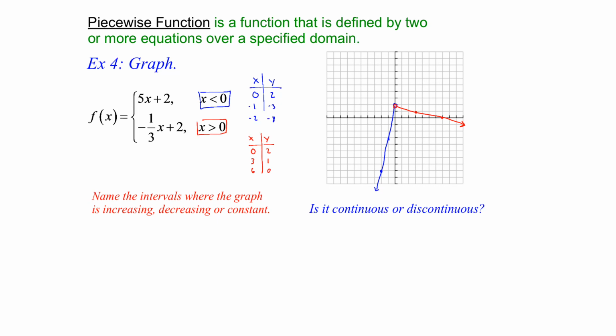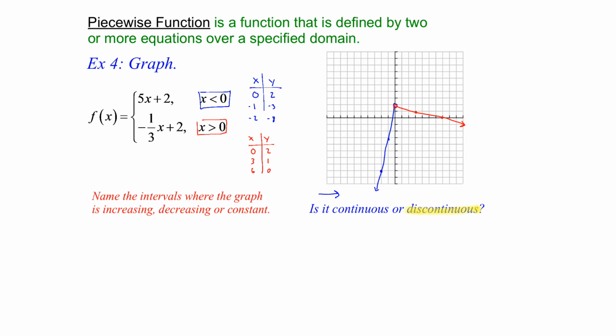So what do we have? Well, this is a piecewise function. Is it continuous or discontinuous? Well, you can see that there's a break in the graph. It's an open circle, so it is discontinuous. Alright. And then name the intervals where the graph is increasing, decreasing, or constant. Well, as I read this from left to right, so we're reading it from left to right.